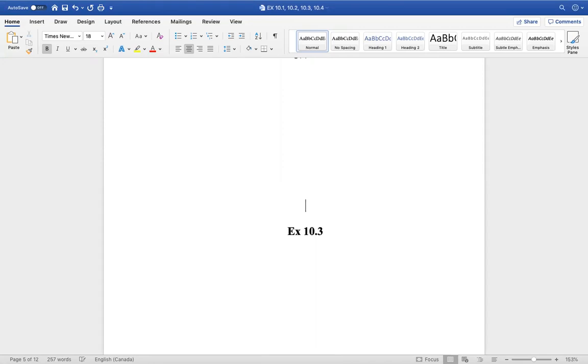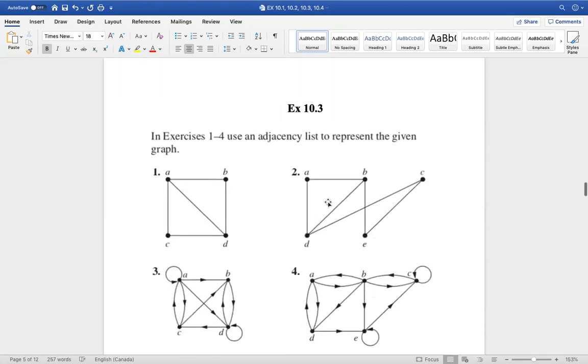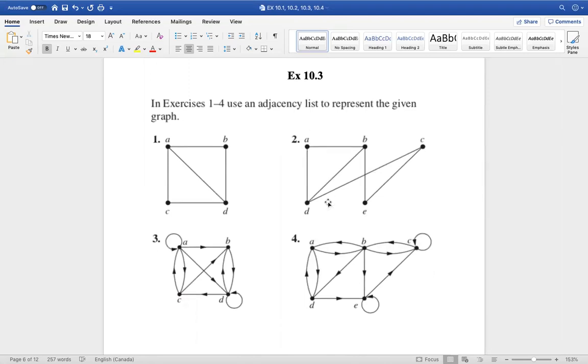So we have the next exercise, which is exercise 10.3. Let's take the first question from this exercise. Basically what we have here in this exercise is that we have to draw the adjacency lists. An adjacency list basically tells what are the adjacent vertices of a given vertex.